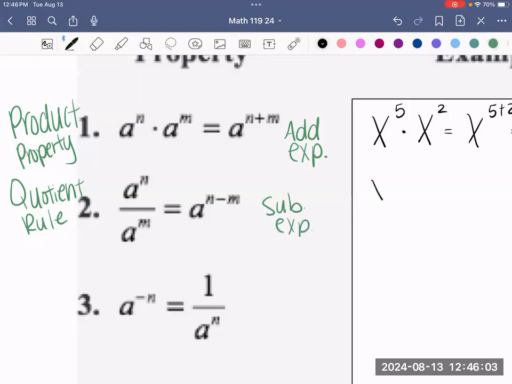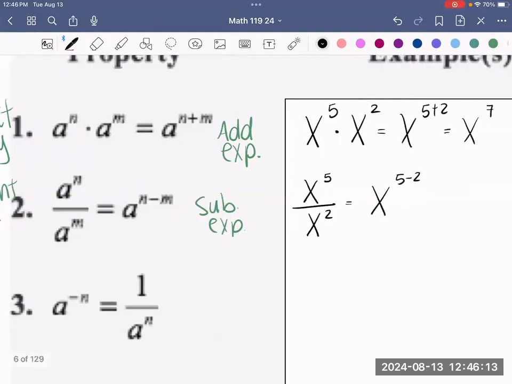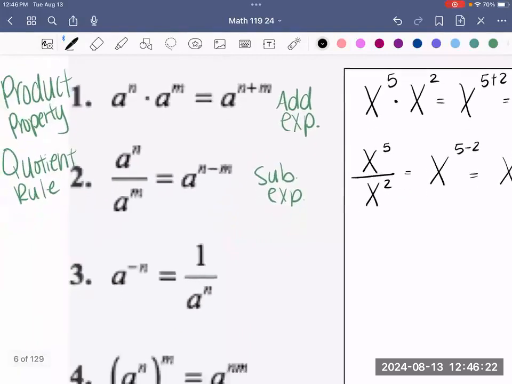So for example, x to the 5th over x squared. So 5 minus 2, which is equal to x to the 3rd. Most students get this one right away and don't typically make mistakes on it.